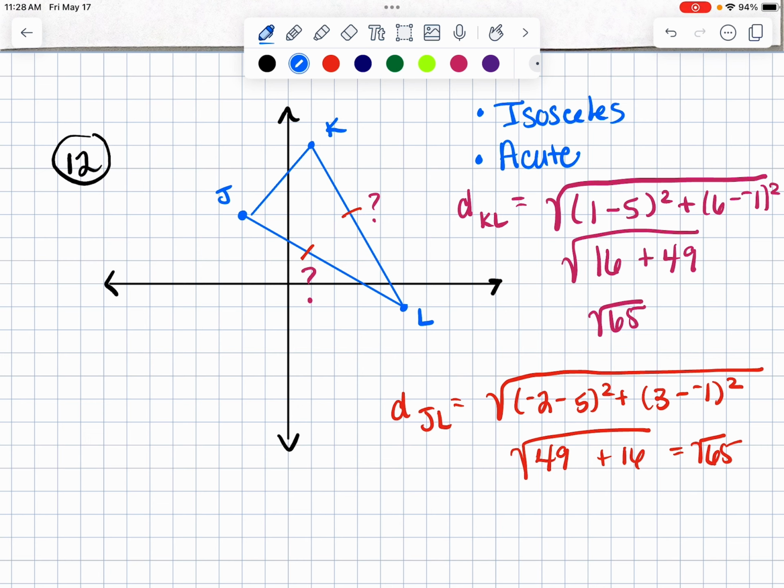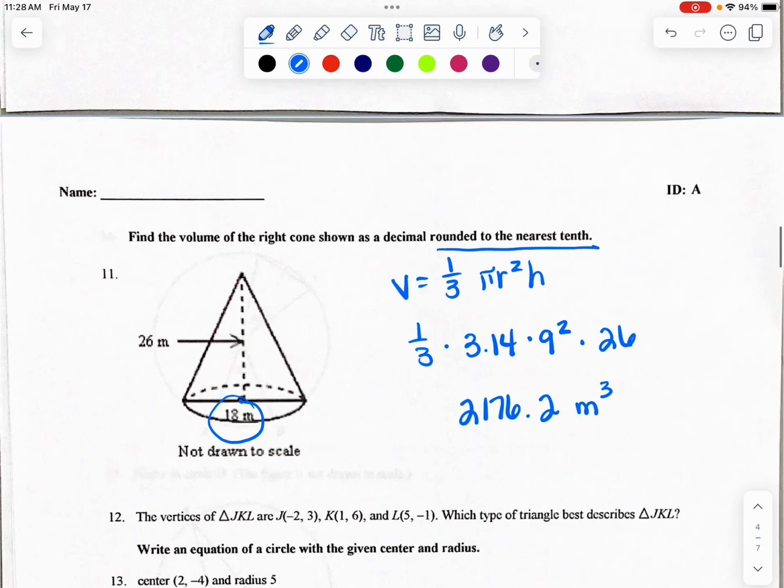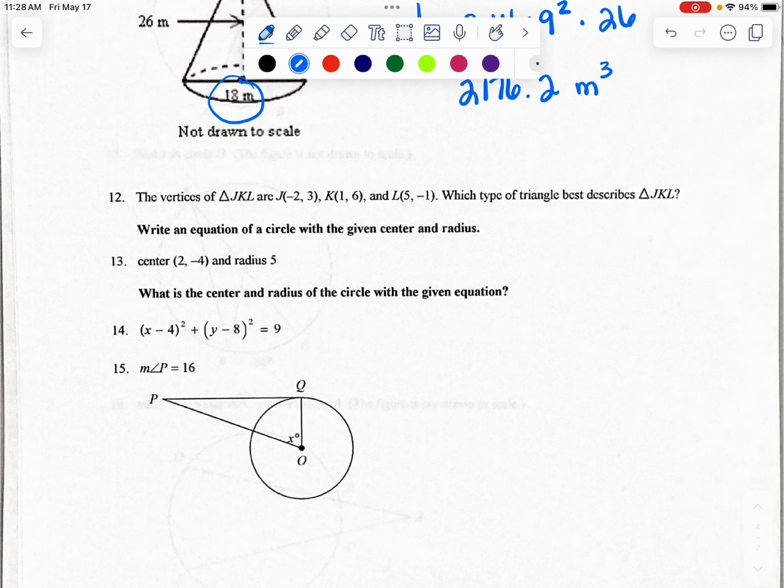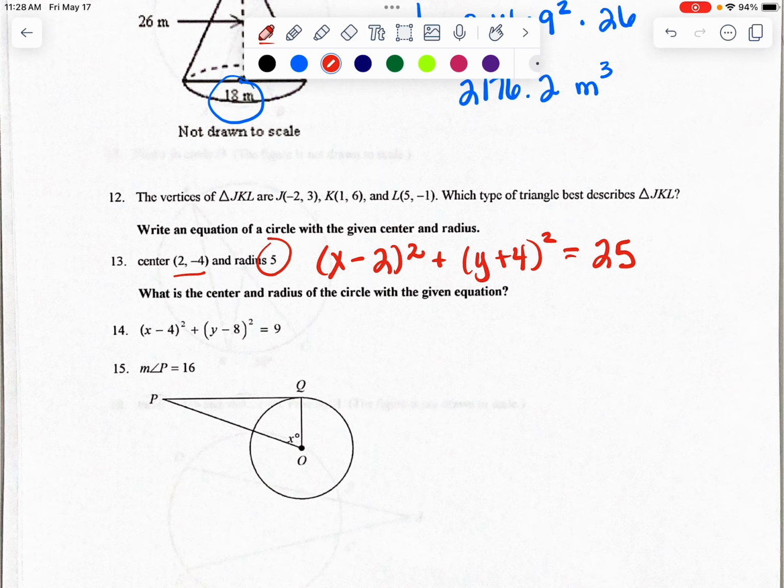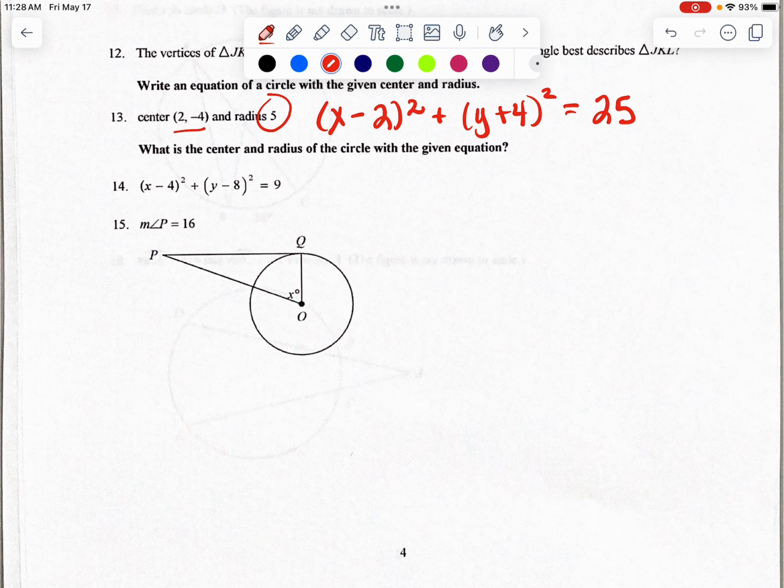So that's number 12. Number 13, let's go back up to 13. Write an equation to the circle. Remember, when you plug in your center, the signs are going to change, so it will be x minus 2 squared plus y plus 4 squared, and then you have to square the radius, so that would be 25. Again, the formulas are on the other paper. Go look at them. Number 14, same thing, but backwards. We're actually pulling the center and the radius. So the center here would be a positive 4 and a positive 8. And I have to take the square root of 9 to get the radius, so that would be 3.